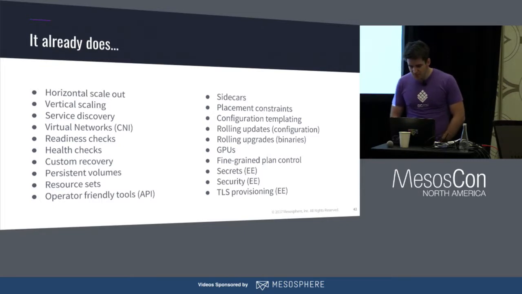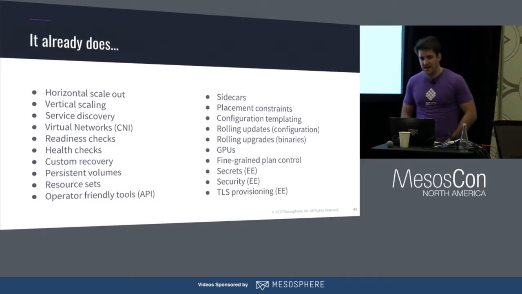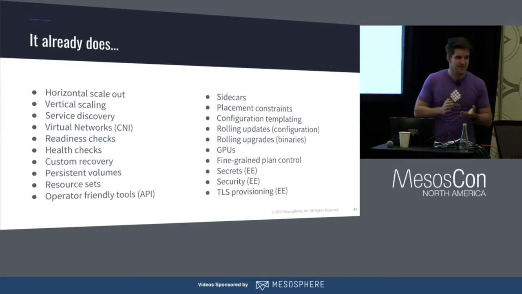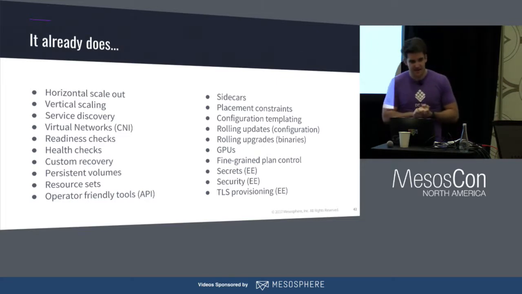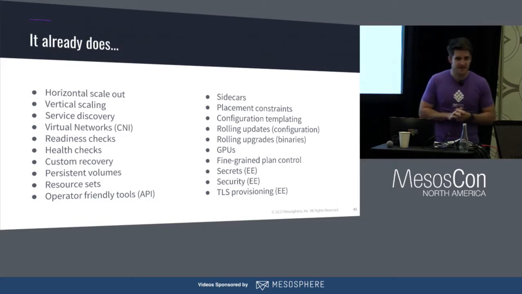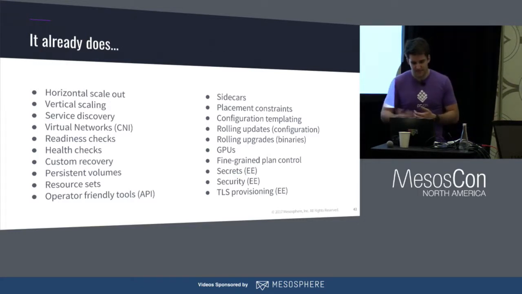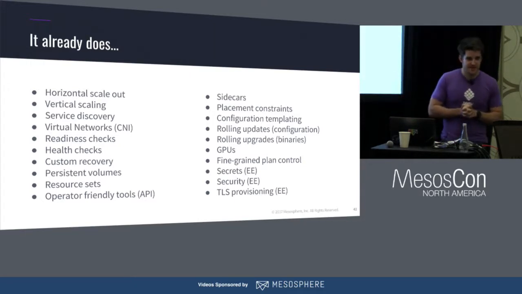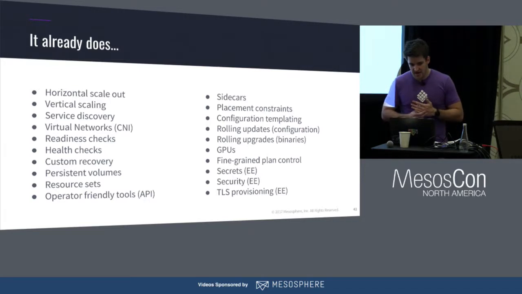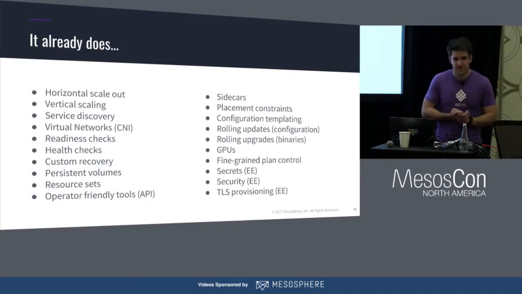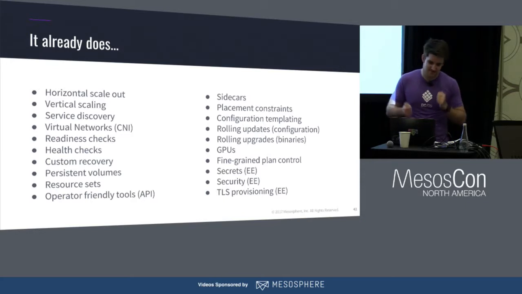So rolling updates, right? Anytime you update the scheduler with a new configuration, it is going to diff it. It's going to see how to move to that new state, and proceed in a safe manner to that new state, dependent on whatever the update plan is, or if there is no update plan, it'll follow the deploy plan. Rolling upgrades, that's binaries, right? Same deal, where the diff is that the binary's changed. It's got a new URL that it's supposed to download Java from, so let's roll out the new Java to Cassandra. We have support for GPUs, so if your cluster has GPUs, we can use them, yay.